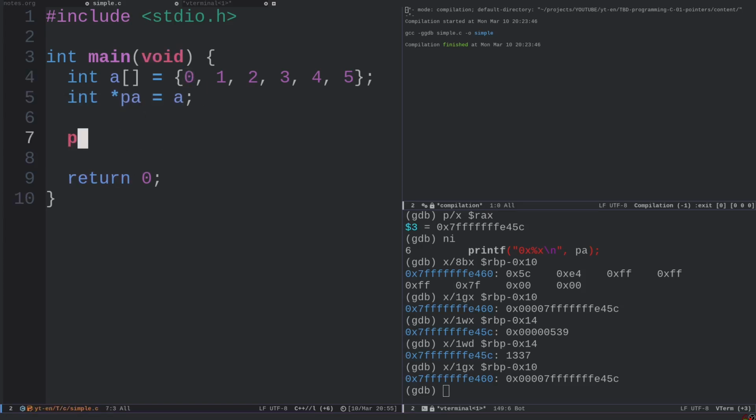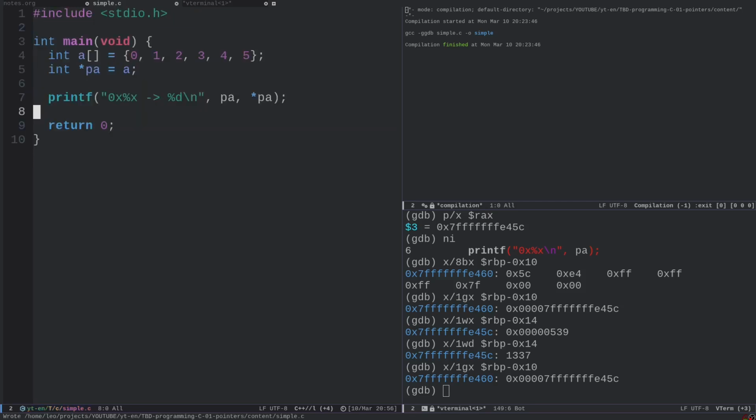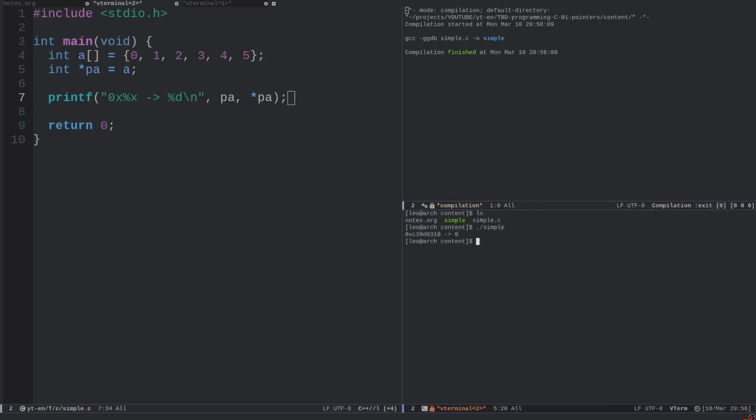Now, let's say that we print, so we can print now the value of the pointer, like this. We can print the value pointed by the pointer, so we can actually do this kind of syntax. So with this printf, we print the pointer and the value. So let's just do simple like this.